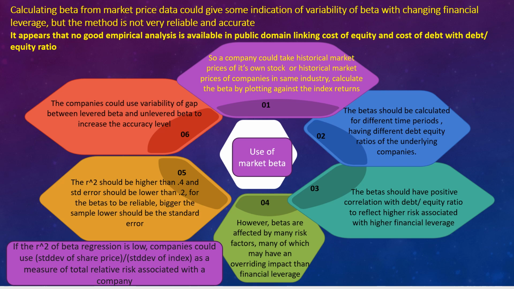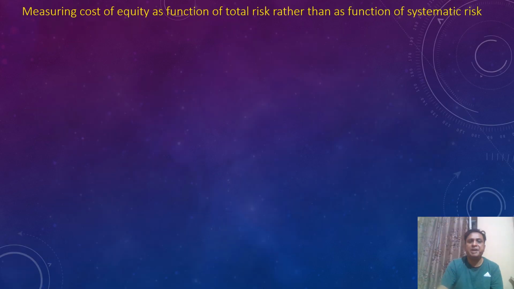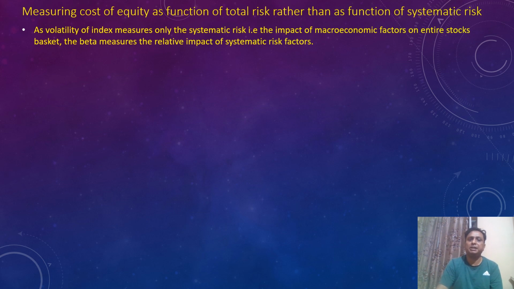If the R-square of beta regression is low, companies should use standard deviation of share price divided by standard deviation of index as a measure of total relative risk associated with a company. Now, measuring cost of equity as a function of total risk rather than as a function of systematic risk. As volatility of index measures only the systematic risk, that is the impact of macroeconomic factors on the entire stocks basket, this beta measures the relative impact of systematic risk factors.